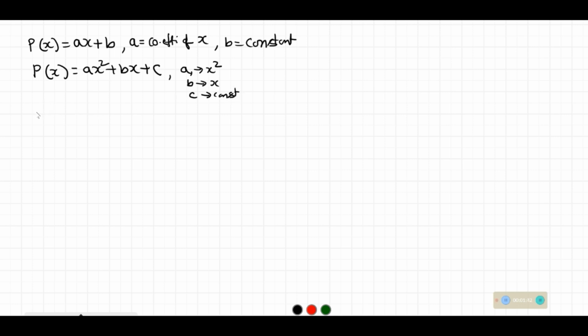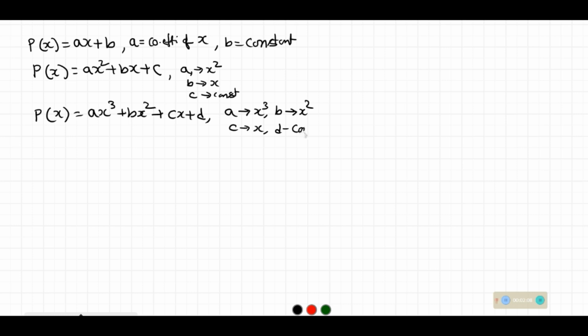Similarly, I am writing the cubic equation. Okay, p of x is equal to ax cube plus bx square plus cx plus d. In this equation, a is the coefficient of x cube, b is the coefficient of x square, c is the coefficient of x, and d is the constant, right?